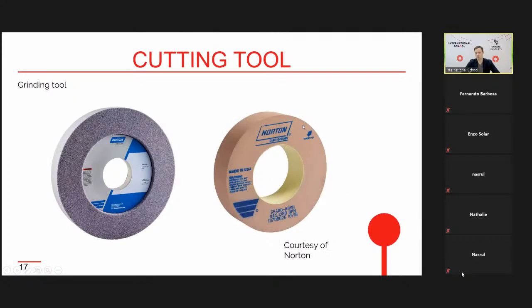So here I show only examples of cutting tools, and the dimensions and also shapes of cutting tools differ. There are a lot of combinations of different cutting tool materials, cutting shapes, geometries, and so on.